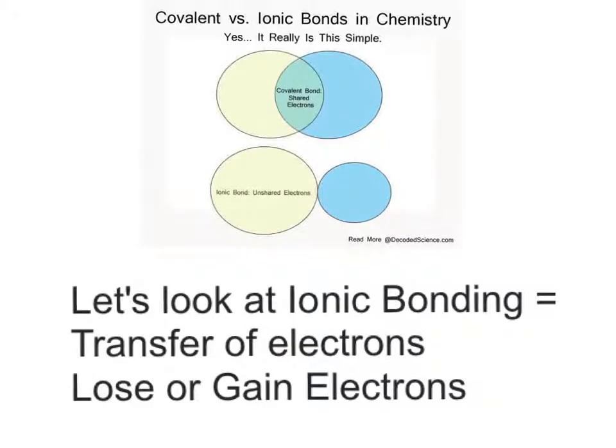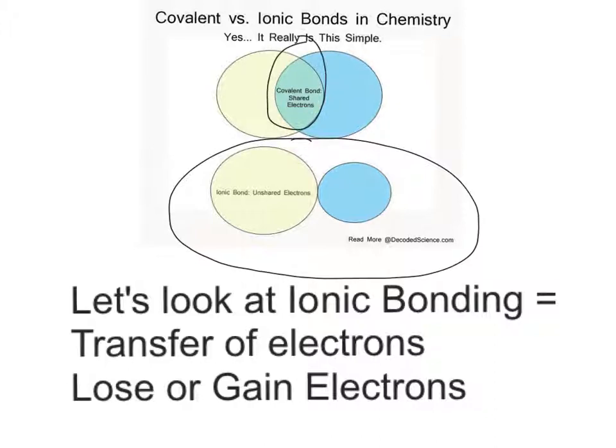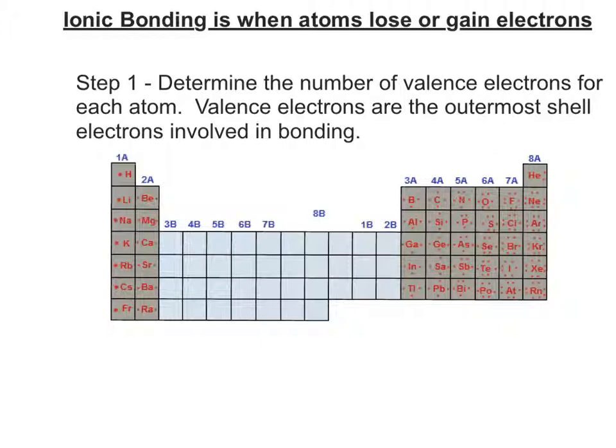Let's look at ionic bonding, which is a transfer of electrons. You can either lose or gain electrons for an atom. So here's our example of a simple ionic bond where atoms are losing and atoms are gaining electrons. In covalent bonds, you are sharing electrons. Ionic bonding is when atoms lose or gain electrons. So we're going to have 4 major steps.